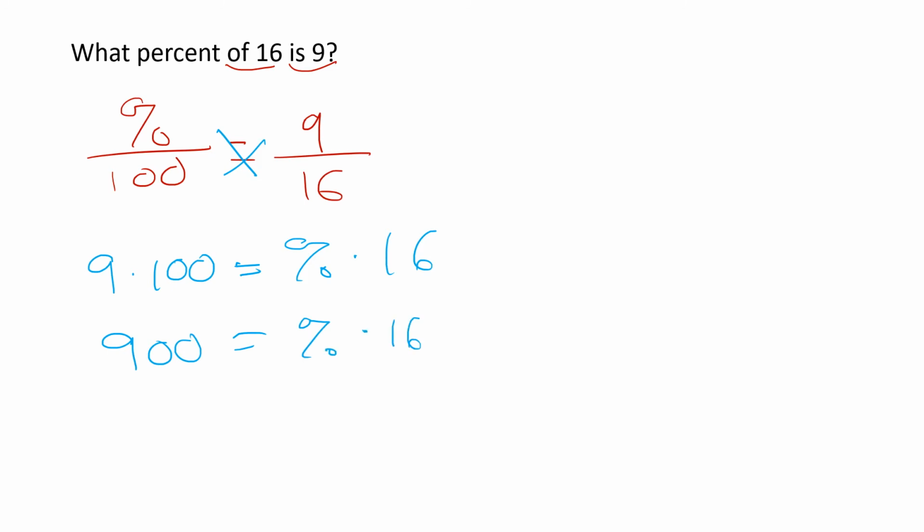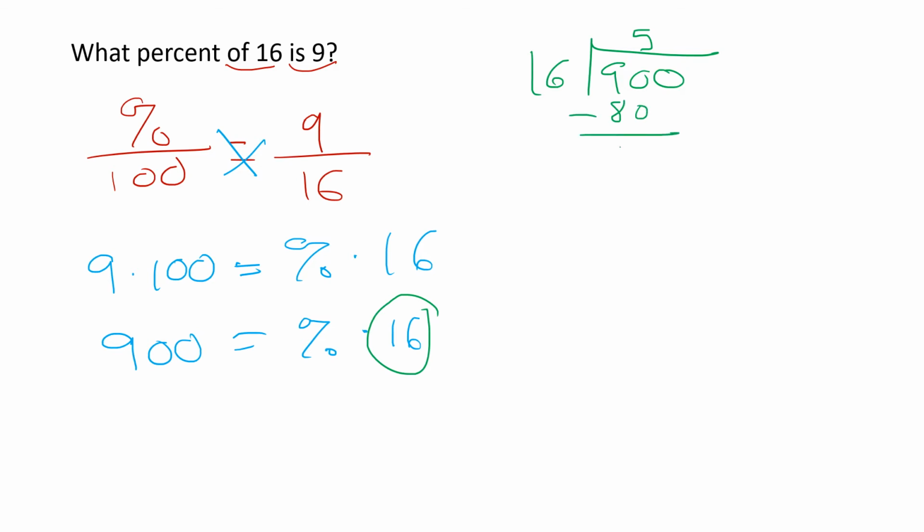And then next step, we're going to divide by our 16. 900 divided by 16. Okay. So 900 divided by 16. Well, let's start with 90 divided by 16, which will give us 5. 5 times 16 is 80. Subtract and get 10. And then bring down the 0. And 16 goes into 106 times. 6 times 16 is 96. Subtract and get 4.